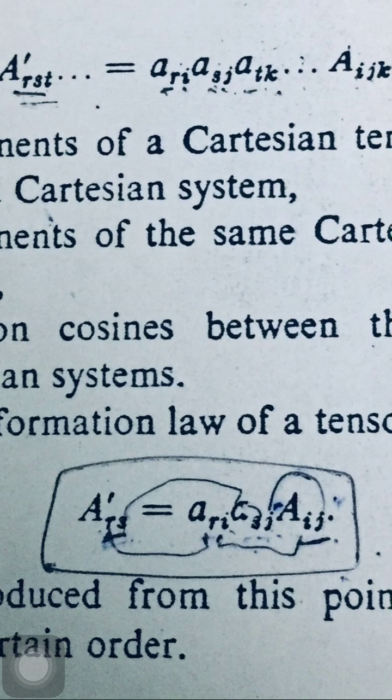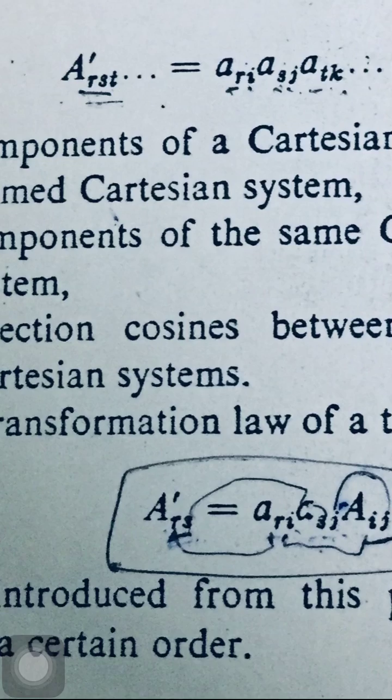So the first index of a becomes r, and for the second a, the first index becomes s. If we take the second indices as i in the first a and j in the second a, then this changes to aij from prime to unprime. So ars dash is nothing but equal to ari asj aij. Okay, so this is the second order transformation law.